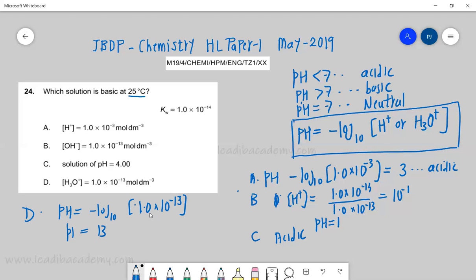And it is a clear-cut winner. The pH is greater than 7. That is basic. Simple. So the correct option is D. Very, very simple. So we need to stick to the definition of pH, and what is meant by acidic and what is meant by basic, depending on the temperature. That's why it becomes important to understand the definition and the concept, both. Simple.